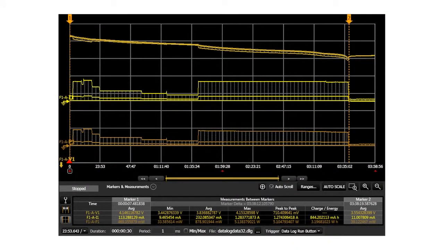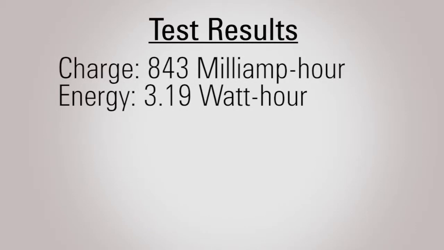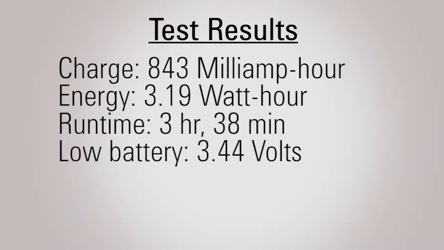The battery rundown test results, captured and displayed using the Agilent 14585A control and analysis software, are shown here. Placing measurement markers at the start and shutdown points shows that the average current was 0.233 amps and the peak current was 1.29 amps. The charge and energy delivered by the battery were 843 milliamp hours and 3.19 watt hours, respectively, and the mobile phone ran for 3 hours 38 minutes before shutting down at a 3.44 volt low battery condition.